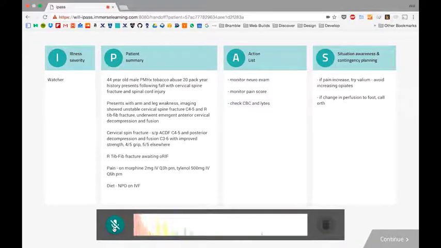Department following a fall from a ladder, presented with weakness in his arms and legs.